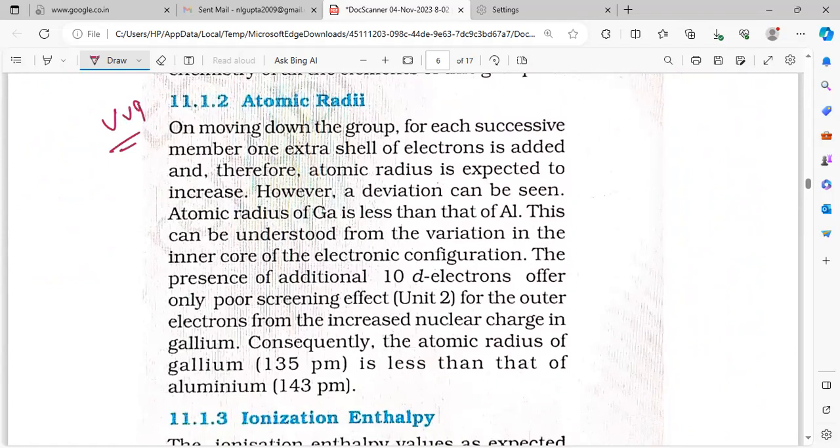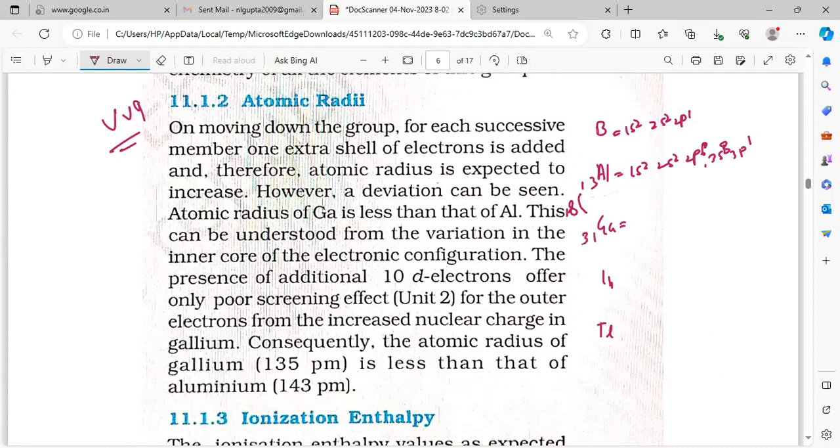See, I am discussing here boron, aluminum, gallium, indium, thallium. Boron is 1s2, 2s2, 2p1. Aluminum is 1s2, 2s2, 2p6, 3s2, 3p1. Gallium, you see, gallium: here 13 is there, so we need to add 18 in this one. So it will be 31.